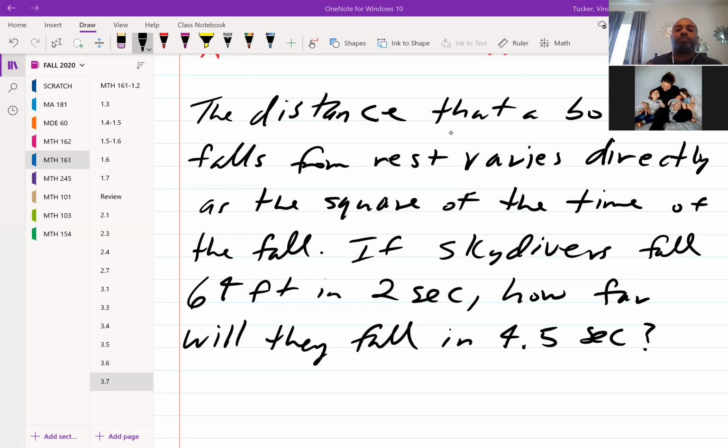All right, cool. So it says the distance that a body falls from rest varies directly as the square of the time of the fall. If skydivers fall 64 feet in 2 seconds, how far will they fall in 4.5 seconds? Okay. So I'm going to give you a schematic as to how you can handle all of these problems in 3.7. If you handle them this way, you'll always set yourself up for success.